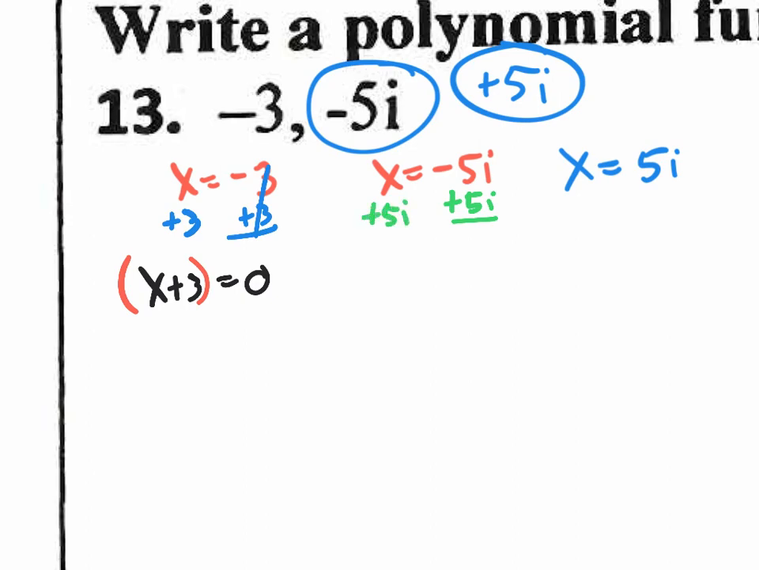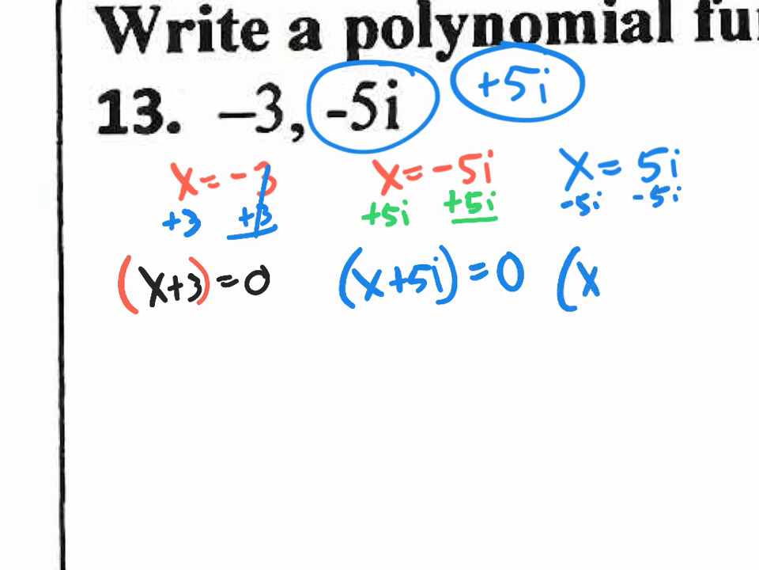Right here you have x plus 5i. That's a binomial set equal to 0 that gave you the answer x equals -5i. Which means that the other one, also subtract 5i. You're going to have x minus 5i as a binomial set equal to 0 that gave you that answer, positive 5i. Are you with me? So it's kind of like working everything backwards. The zero product property is going to unite these, it's going to put them together.